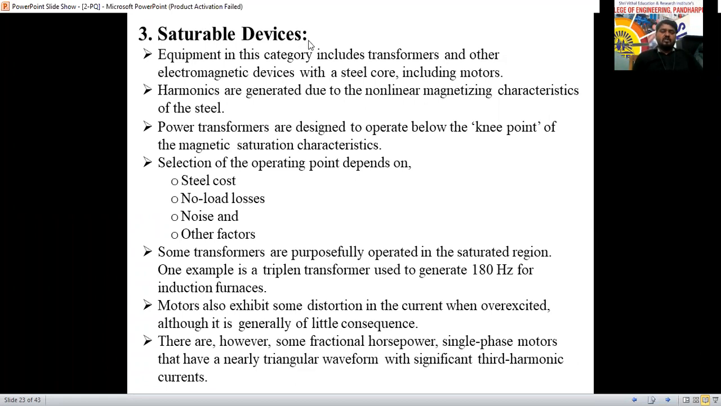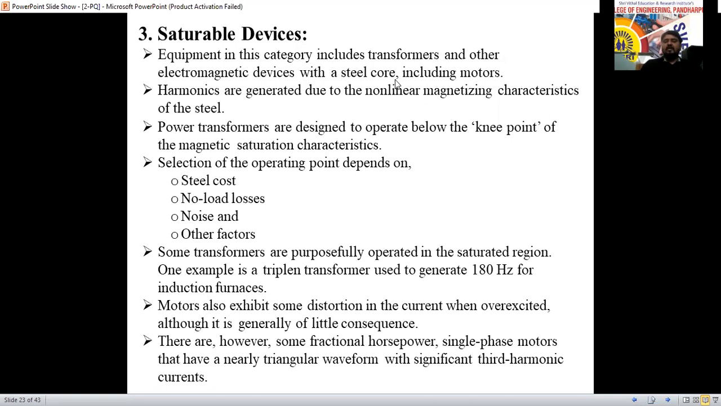The equipment in the saturable devices category includes transformers and other electromagnetic devices. A transformer, whether three single-phase or three-phase, has a core and winding, so we use a magnetic core, which may be steel. Electromagnetic devices with a steel core, including motors, are used.